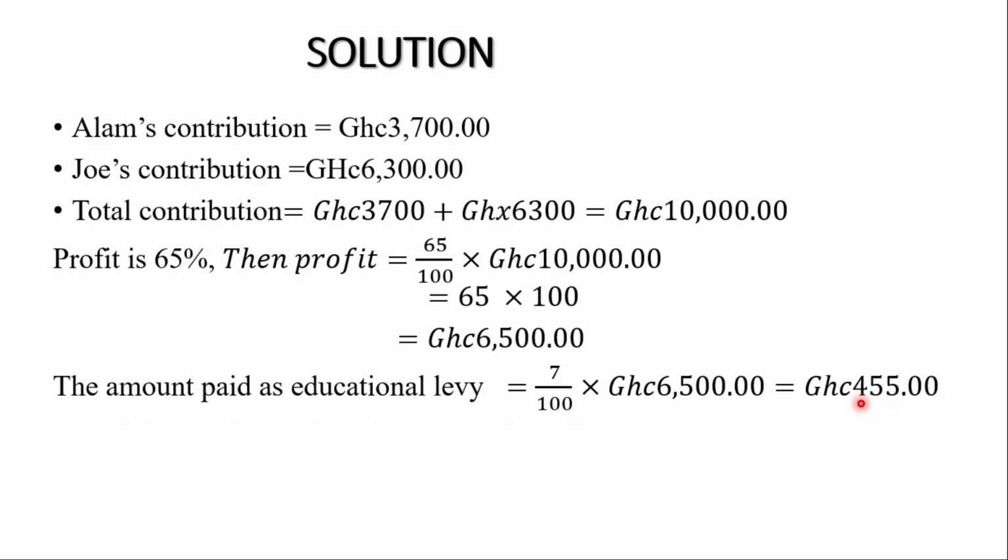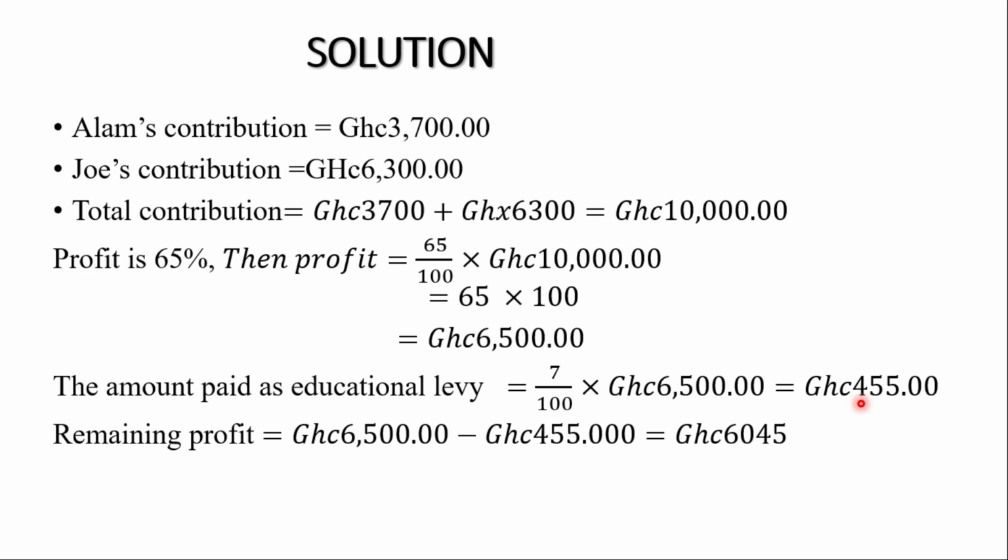455 Ghana cedi was paid as educational levy. Now the remaining profit after this was paid. So you take this out of the profit. You take the 455 out of the total profit, and you're going to get 6,045.